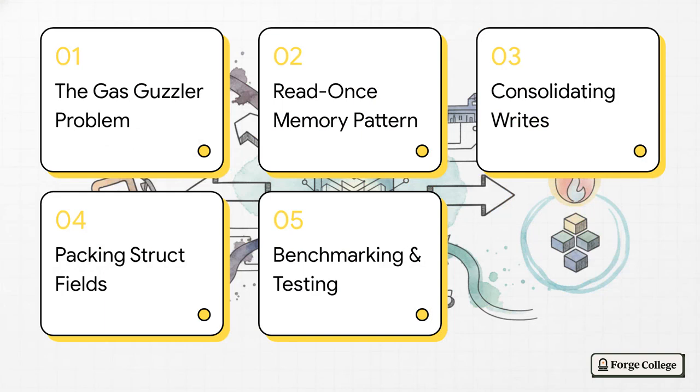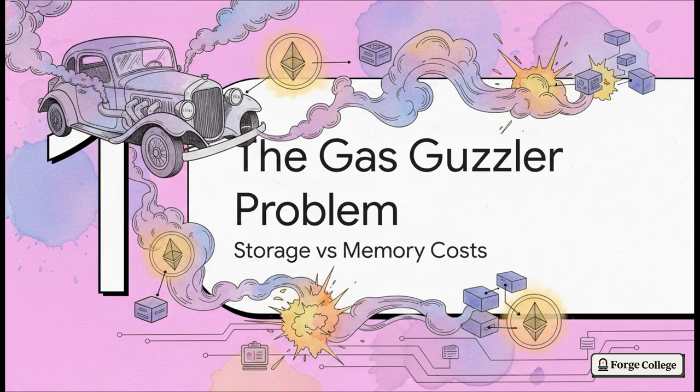Here is our blueprint to patch up this leaky gas-guzzling engine. We'll start with the gas guzzler problem itself, then apply three structural patches: the read-once memory pattern, consolidating storage writes, and packing struct fields. And then we'll wrap the whole thing up with benchmarking and equivalence testing. All right, let's kick things off with Section 1, the gas guzzler problem.